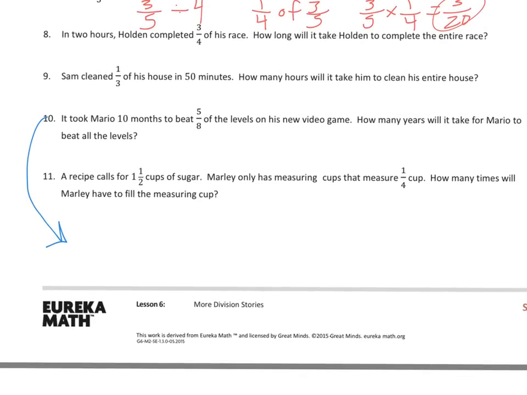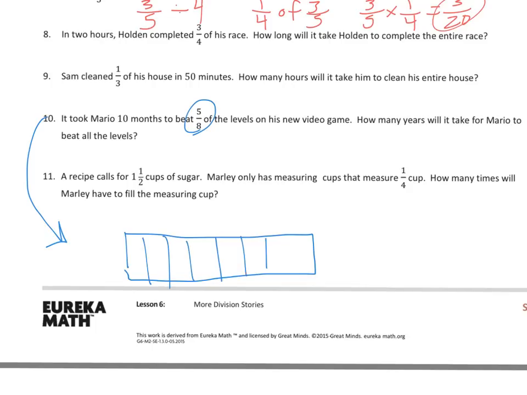So the first thing I want to try to do here is draw a quick diagram. I feel like this question really lends itself to it. So I'm going to break it into 8s and bracket 5 of them. So there's 8 boxes. Now I want to bracket 5. So 1, 2, 3, 4, 5. So to beat the 5/8, it took him 10 months.